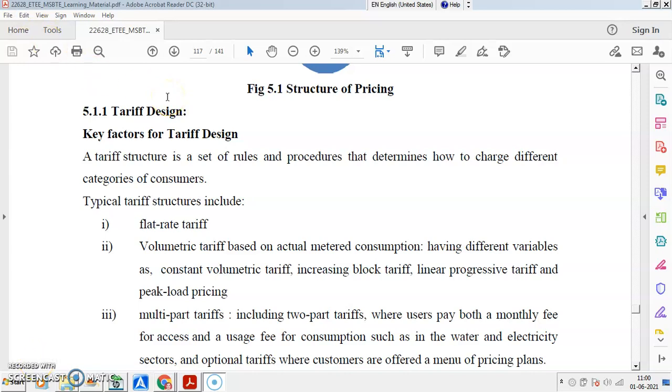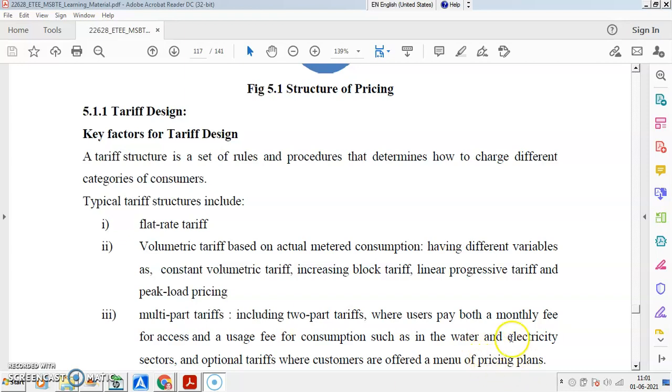There are some key factors for tariff design. Tariff design includes flat rate tariff, volumetric tariff based on the actual measurement, having different variables as a constant volumetric tariff, then increasing block rate tariff, linear progressive tariff, peak load pricing, multi-part tariff.